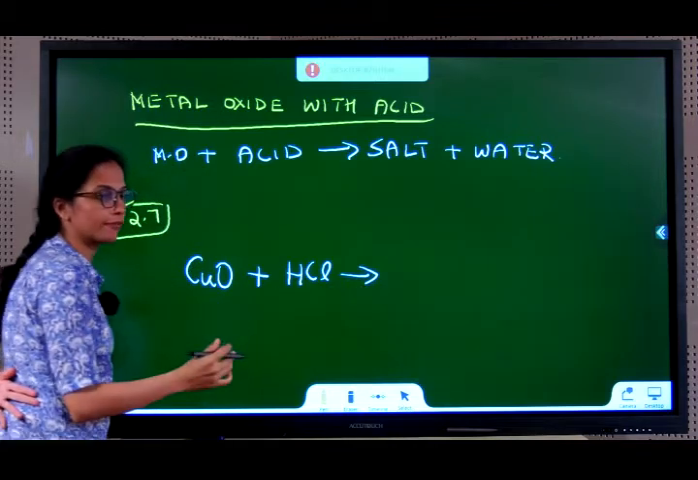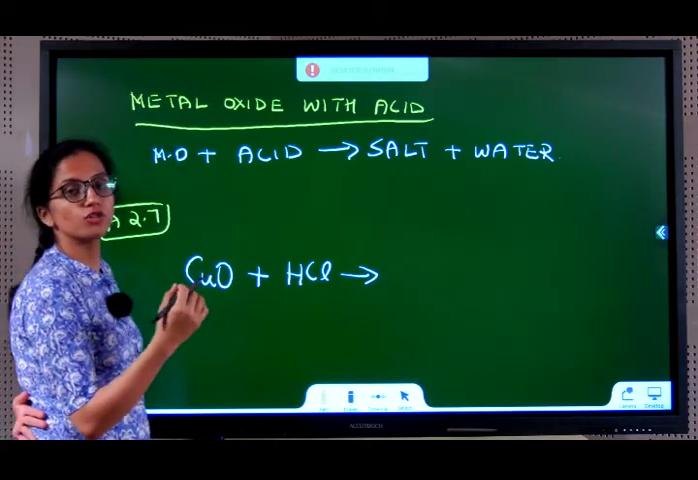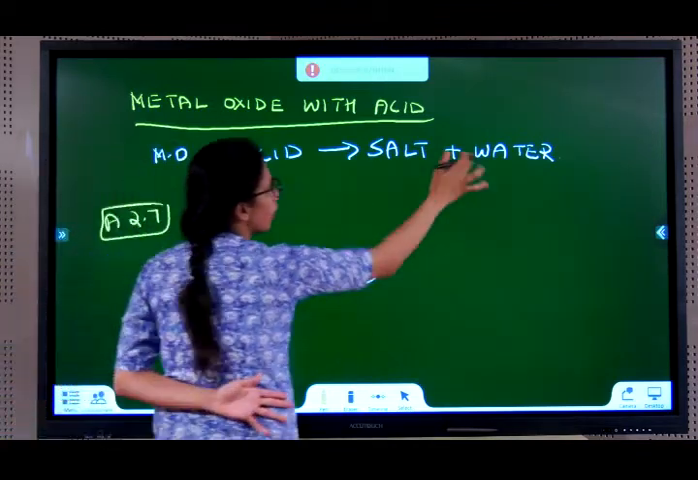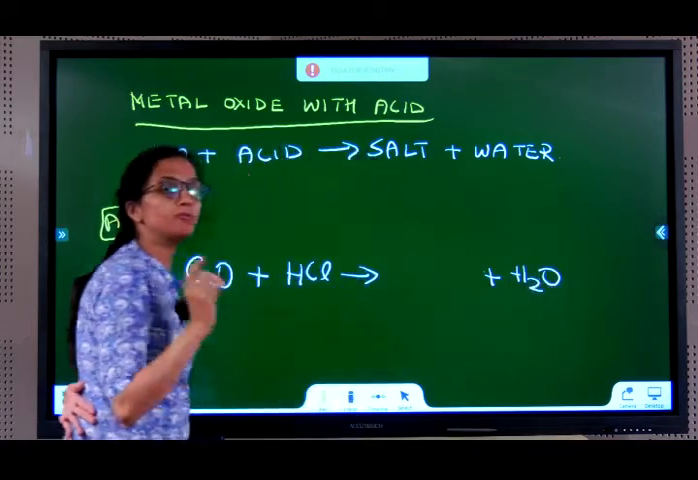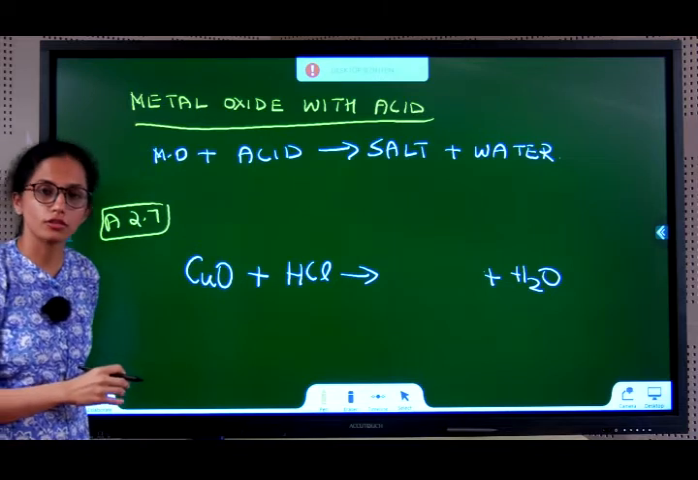You will observe there is a solution formed, a salt solution formed. How does the salt solution come? Water and salt will give salt solution. So water is formed. Along with that, a bluish green salt solution is formed.